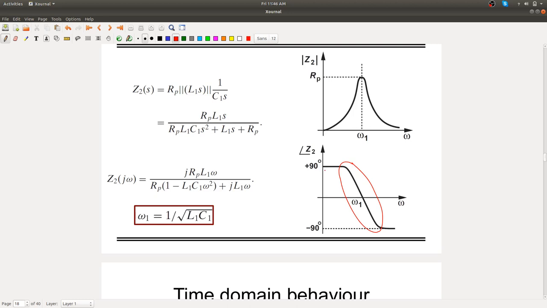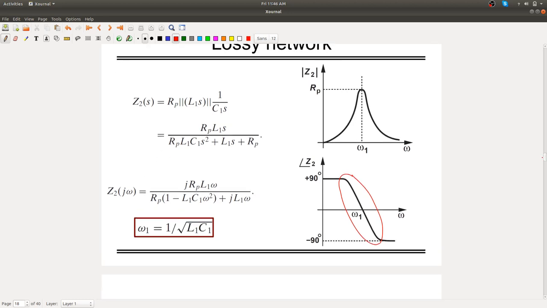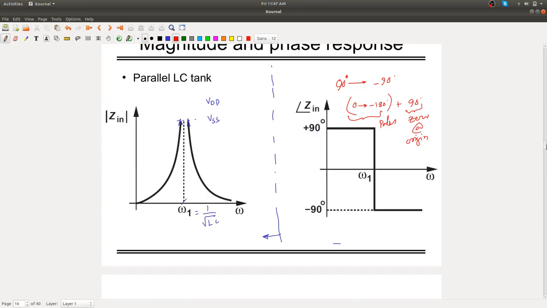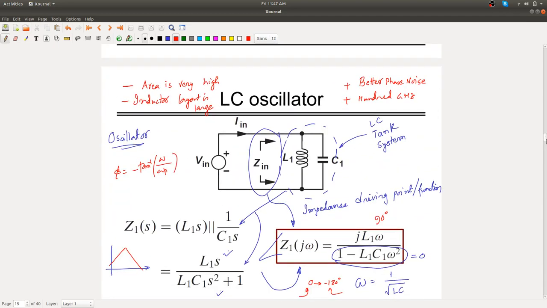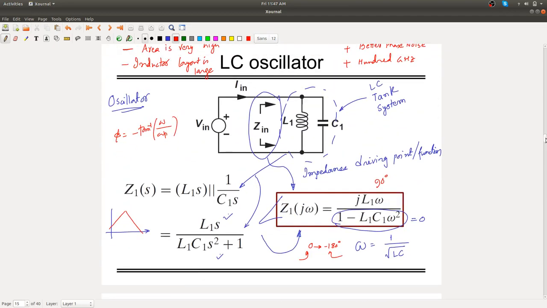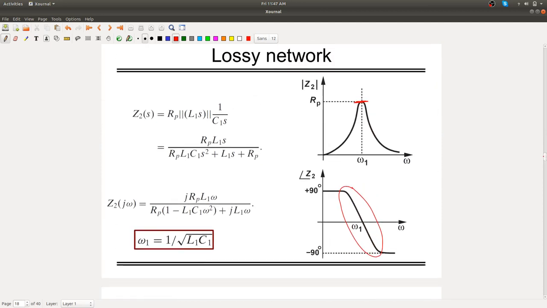The equation, everything will be the same. And similarly, this resonance will stop itself at RP rather than infinity. You can look at the equation again. There will be one more extra term which will give you only RP. So if you keep omega equal to 1 by root LC, at the end you will have just RP. And this is the oscillating condition.